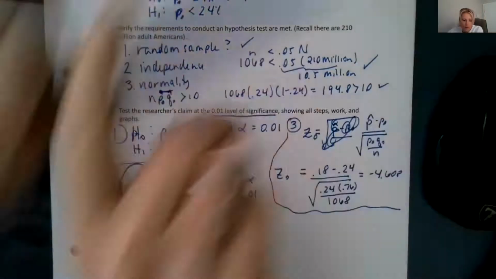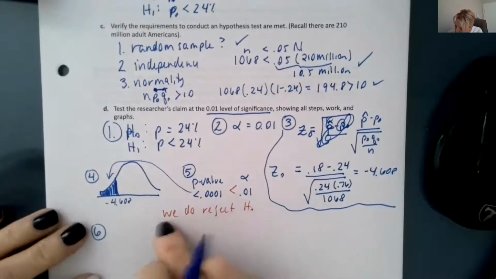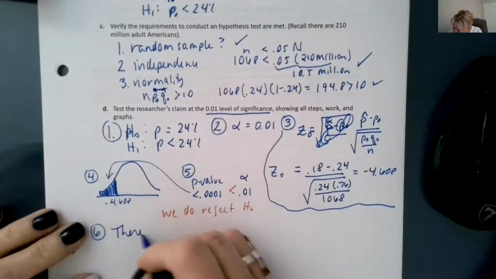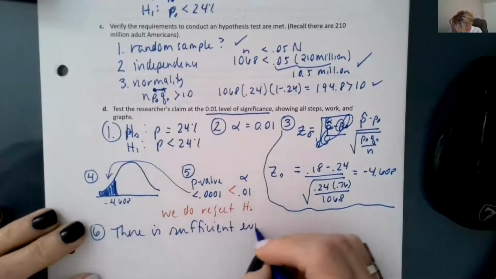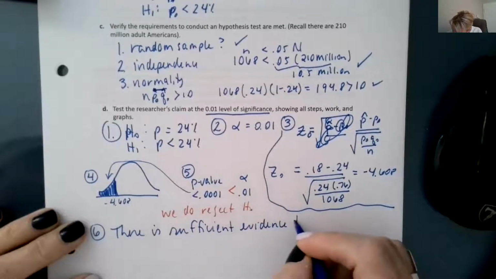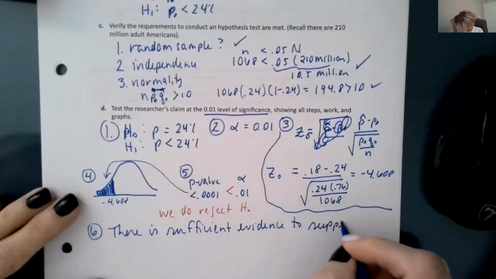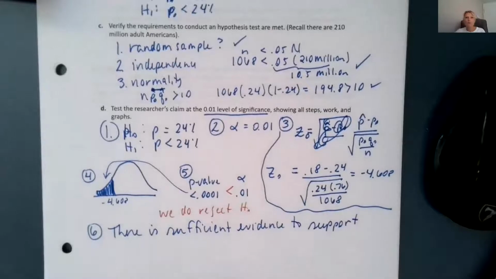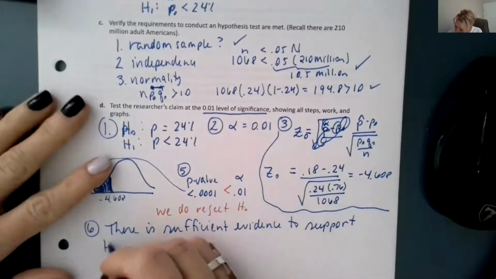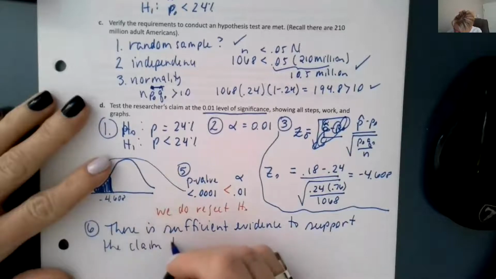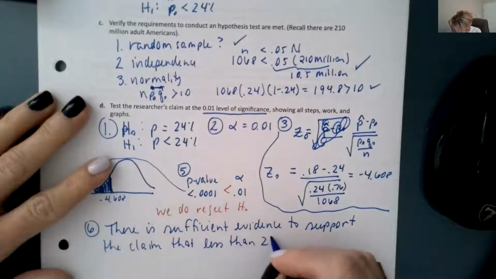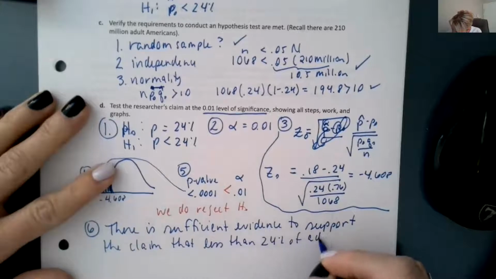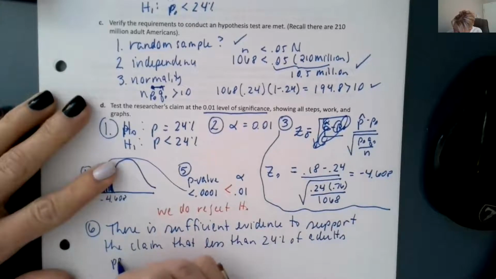And so we're going to make sure that we write up our formal stating the conclusion. So we do reject H0, so there is sufficient evidence to support the claim that less than 24% of adults pay with cash.